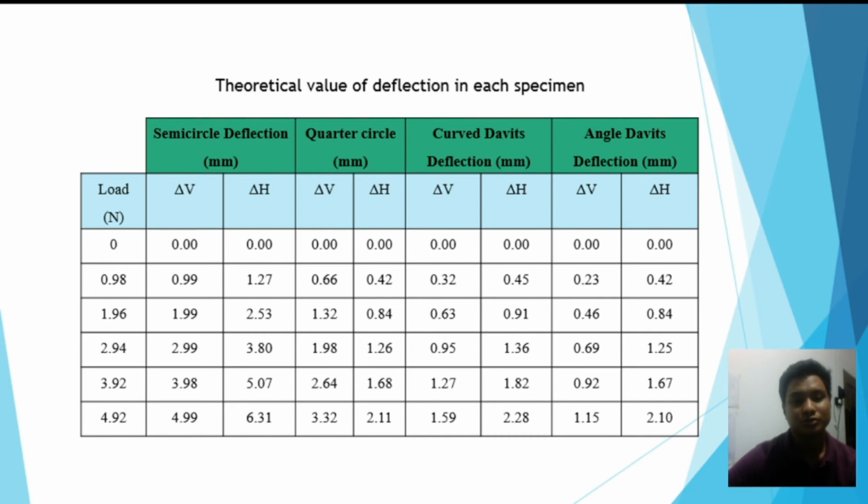So this is the result for the theoretical value that was calculated using the two formulas shown before. The table is quite the same as the experimental table, but it has quite different values compared to the experimental values that were measured and recorded through the experiment.